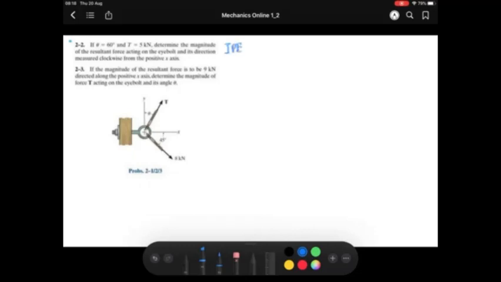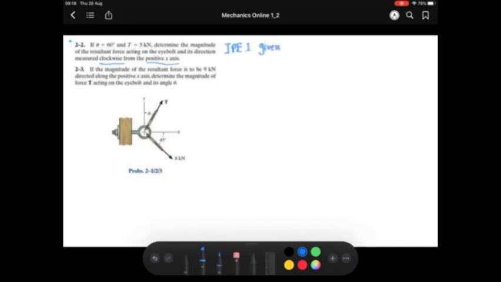If theta is equal to 60 degrees and T is equal to 5 kilonewtons, determine the magnitude of the resultant force acting on the eye bolt and its direction, measured clockwise from the positive x-axis. So we will start with IPE step 1.